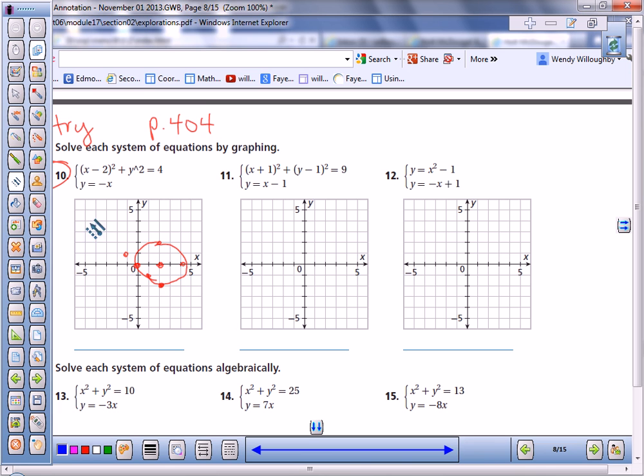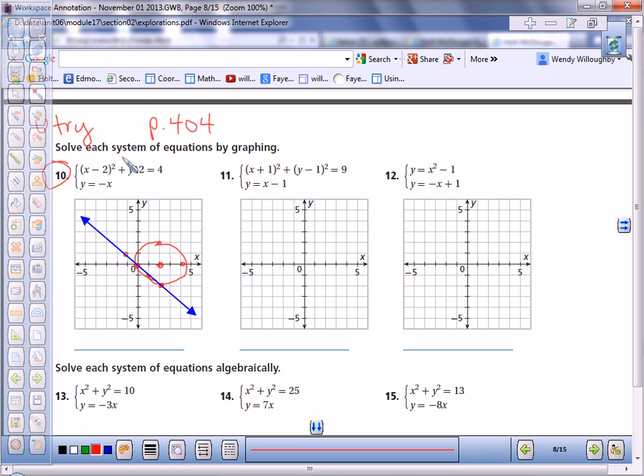The center is at (2, 0). The radius is 2, so we go up 2, down 2, left 2, right 2. Sketch the circle. Then we sketch in the line. It says solve each equation by graphing. All right, so how many intersection points, guys? 2. So my solutions are (0, 0) and (2, -2). Now, could we also solve it algebraically? Yes. Sure, let's give it a shot and make sure we get the same answer.